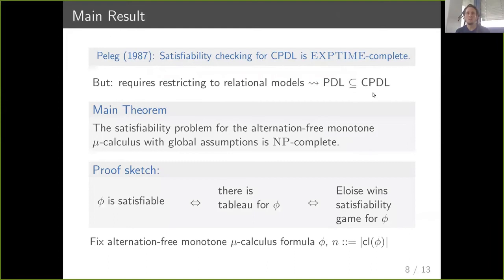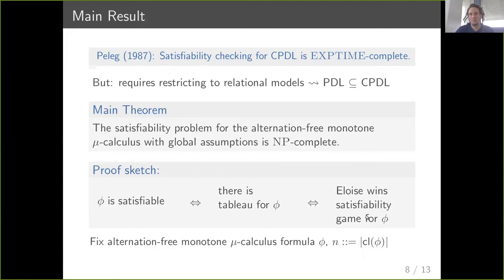And what we show here is that when the semantics is not changed, so we use the original semantics, then the satisfiability problem is NP-complete, not just for CPDL, but also for the alternation-free monotone mu calculus, even if we add global assumptions to it, which are a proper extension of the alternation-free monotone mu calculus. And we prove this by reducing to satisfiability games. These are two-player Büchi games with just polynomially many nodes for one player, for Eloise. And as is usual for satisfiability proofs for mu calculi, we do this by using tableaux as a stepping stone. So what we really show is that phi is satisfiable if and only if there is a tableau for phi, if and only if Eloise wins the satisfiability game for it.